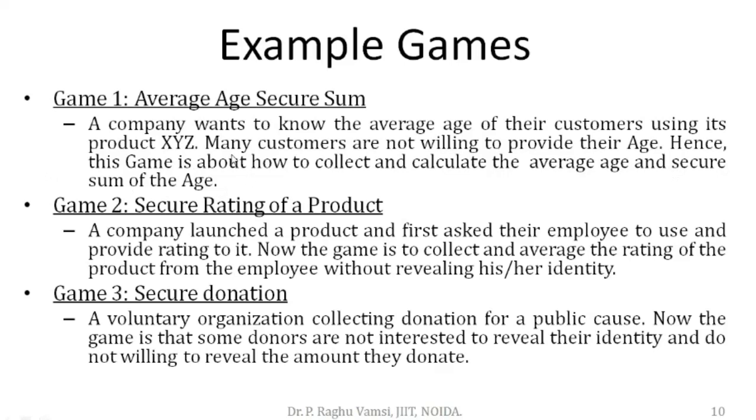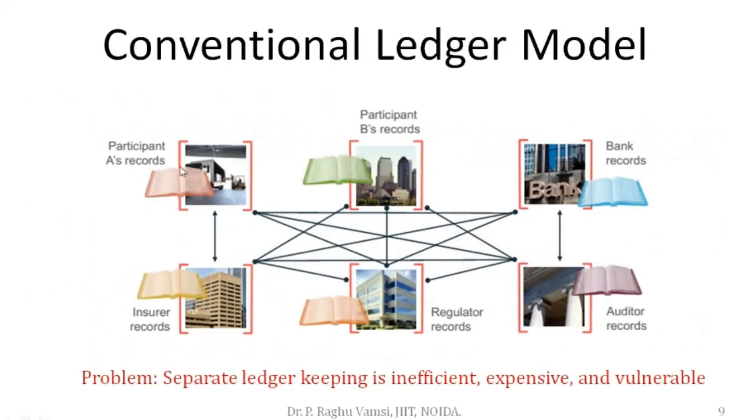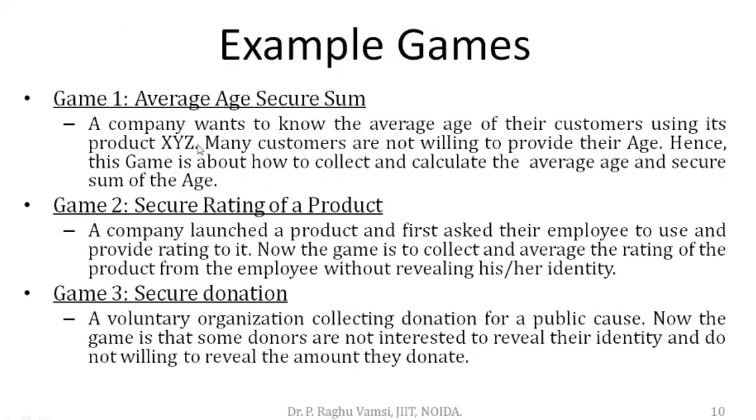So here, the participants should not lie about their age. This is like what we have seen previously, where we looked at the transaction of goods. Here the game is about the transaction of the age. That means the age has to be given to the company in a secret way, so that other customers cannot view another customer's age, and only the company collecting the ages is in a position to compute the average secure sum of the ages of those using the product XYZ.